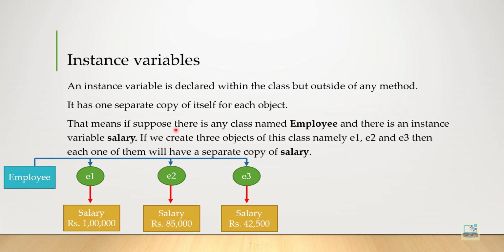That means if suppose there is any class named employee and there is an instance variable salary, if we create three objects of this class, namely E1, E2 and E3, then each one of them will have a separate copy of salary. So if my class name is employee and there are three objects like E1, E2 and E3 and there is one instance variable salary, each one of the objects will have a separate copy of salary and can store a different value in it. Now I am going to show you one example in which I am going to explain exactly what is the use of instance variable and how it works.